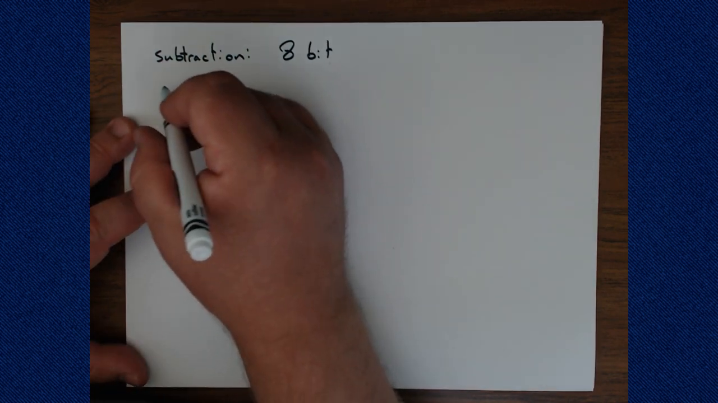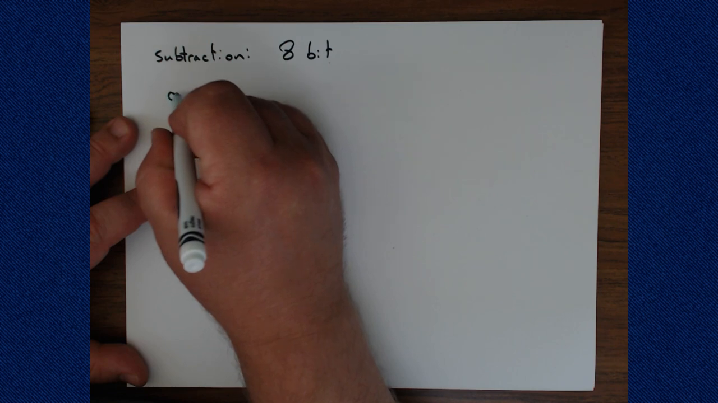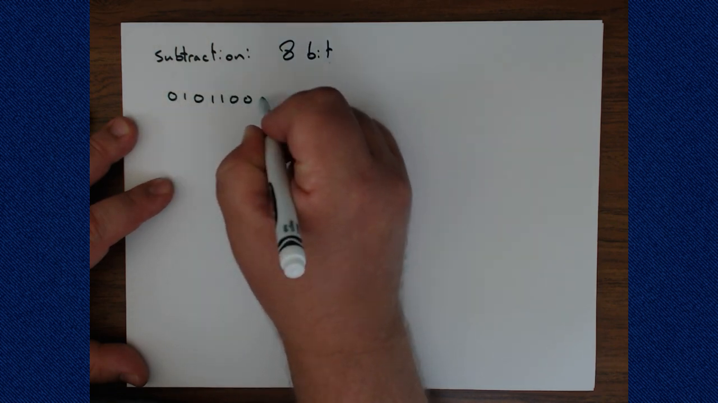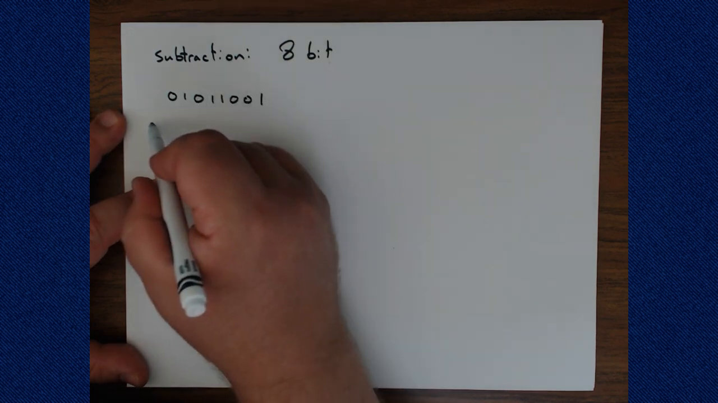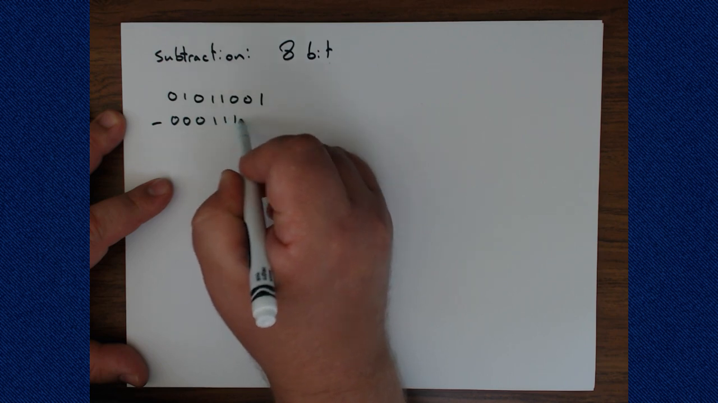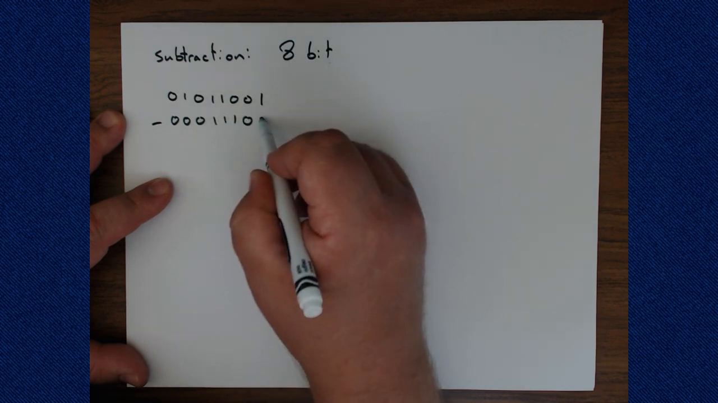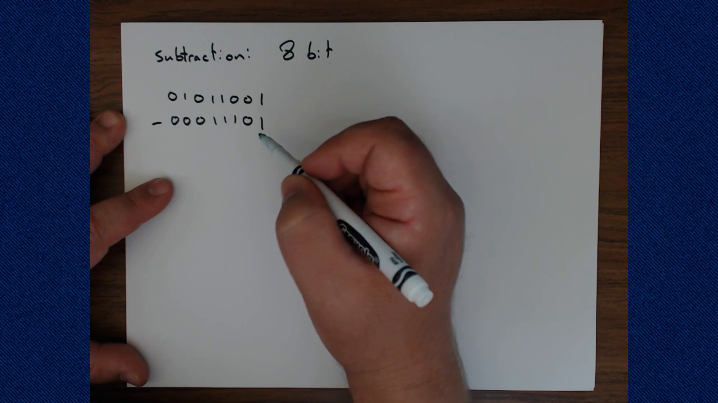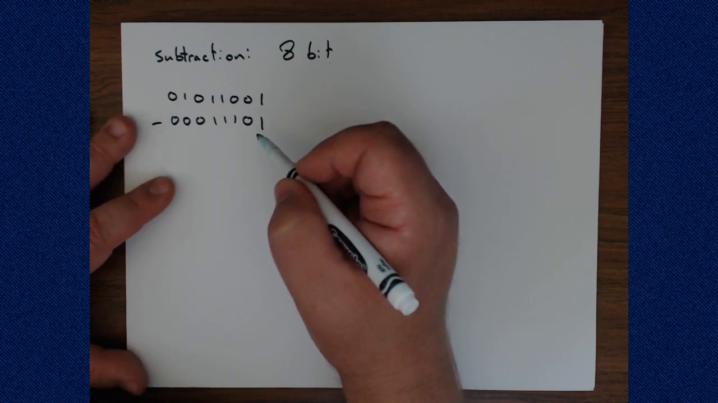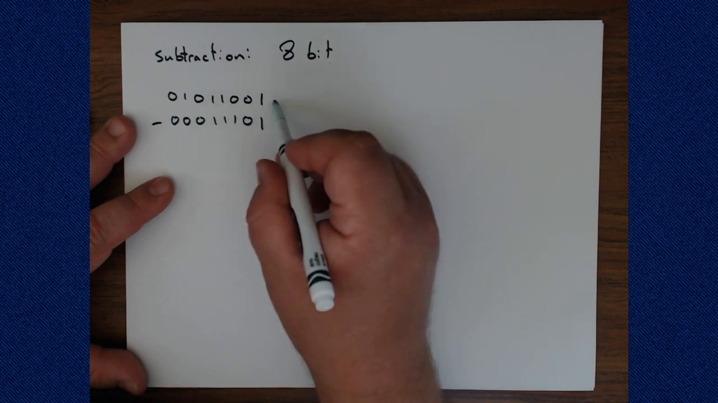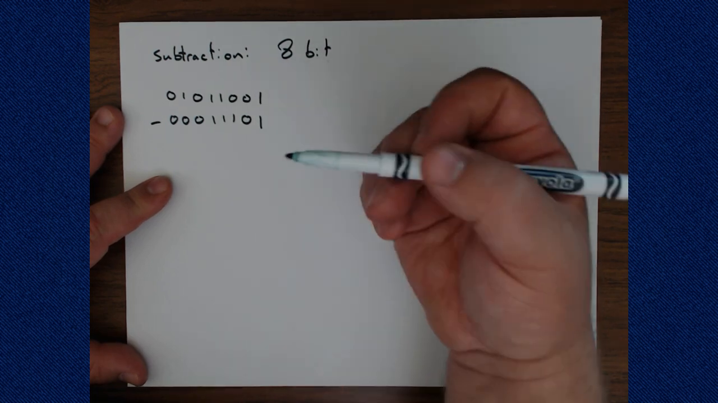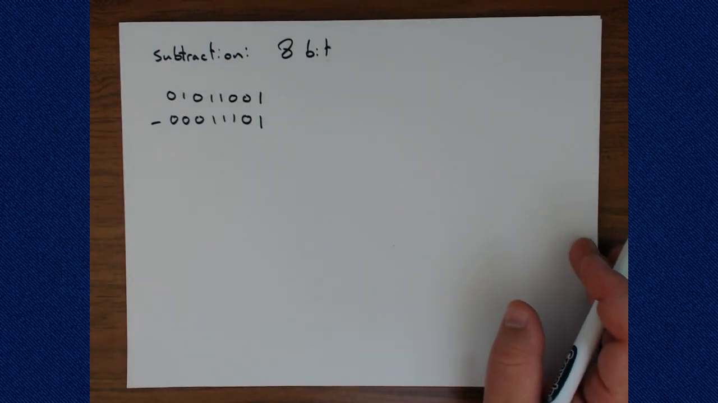So let's say we take those same values we had before, 0, 1, 0, 1, 1, 0, 0, 1, and then we subtract from that 0, 0, 0, 1, 1, 1, 0, 1. That was our 89 and our 29. So we're doing 89 minus 29 effectively. Now we know what the result of 89 minus 29 is going to be.